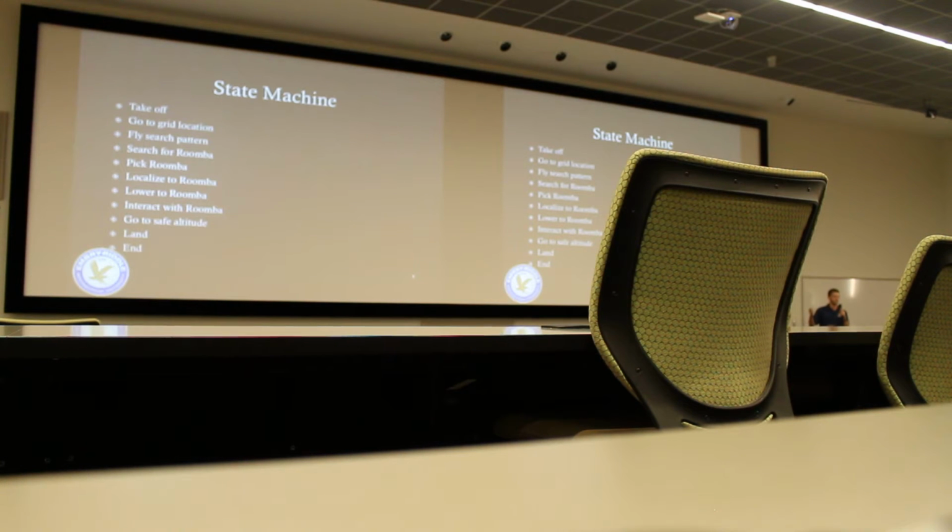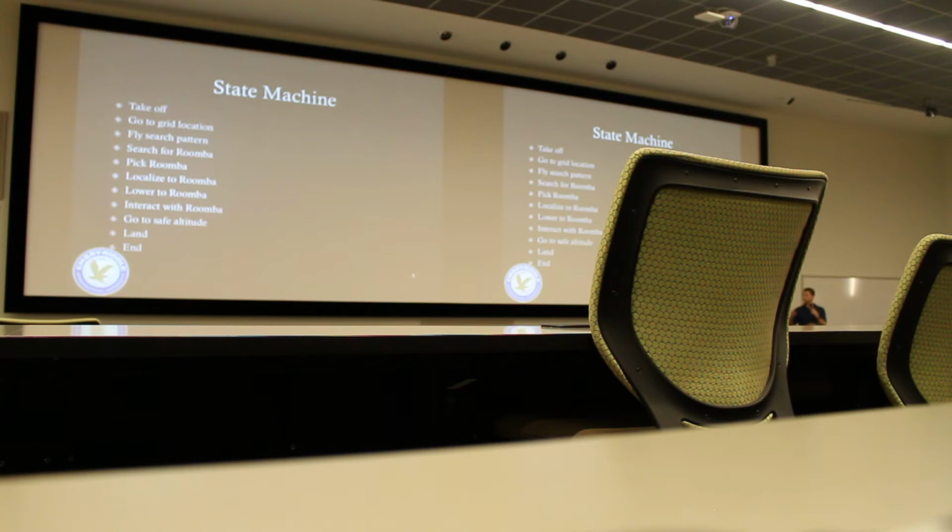the vector of that specific Roomba. Say if it's going to go out of bounds or something like that, we would want to go to that one first. Then it would localize the quad to the Roomba, go down and interact with the Roomba however many times necessary, and then return to a safe altitude. One more state is also if the 360 LiDAR detects any sort of object coming into our safe range, essentially, it would also return to the go-to-safe-altitude state. So that's basically the overall idea of our code.